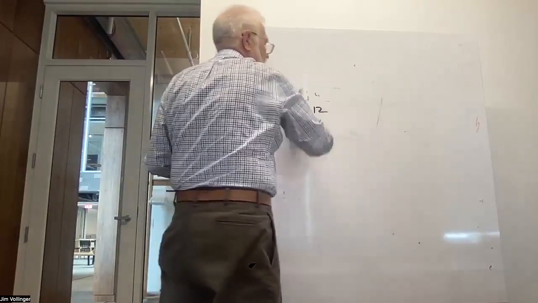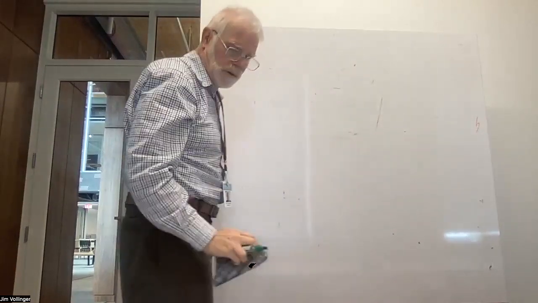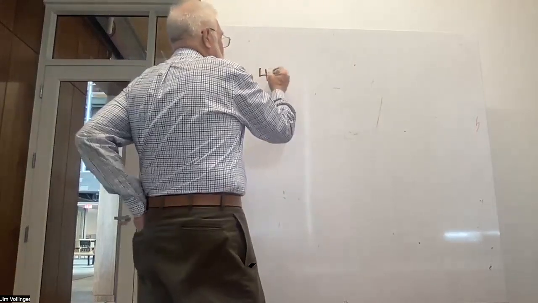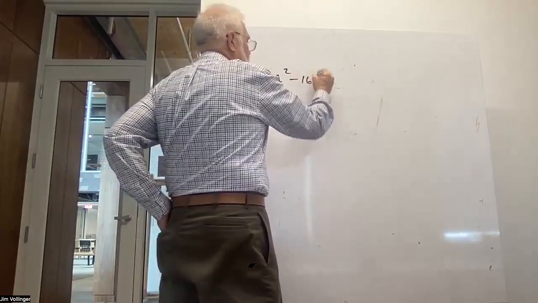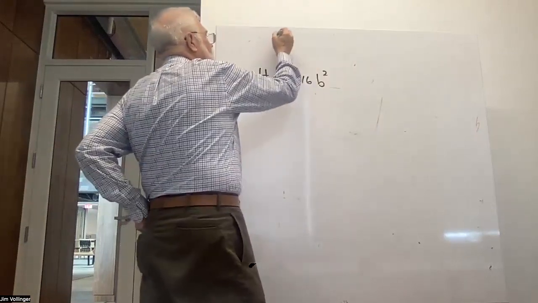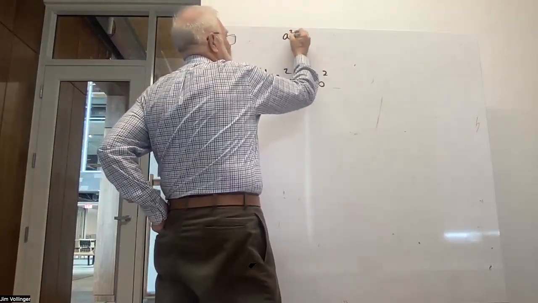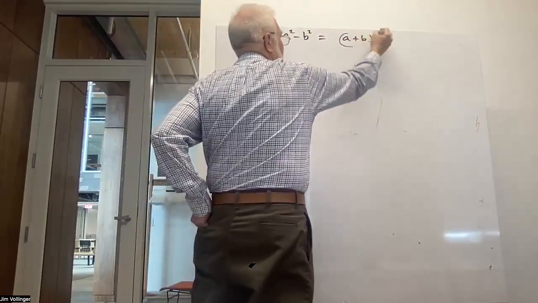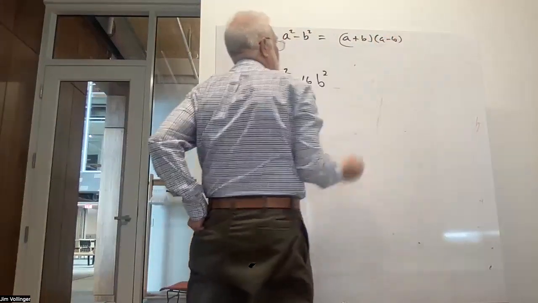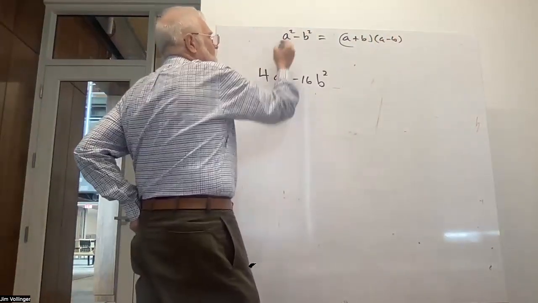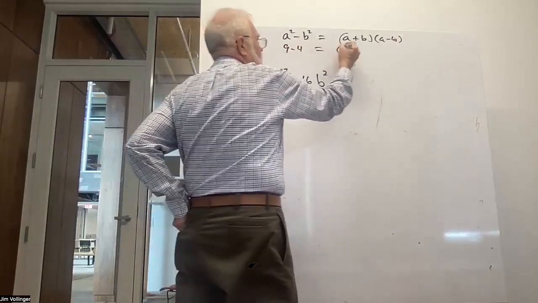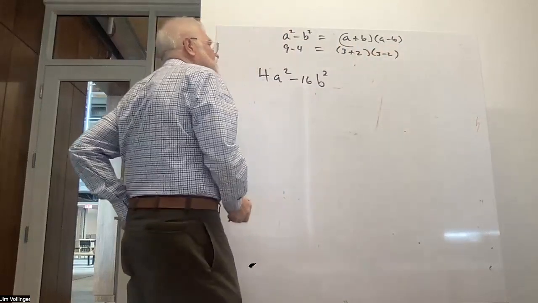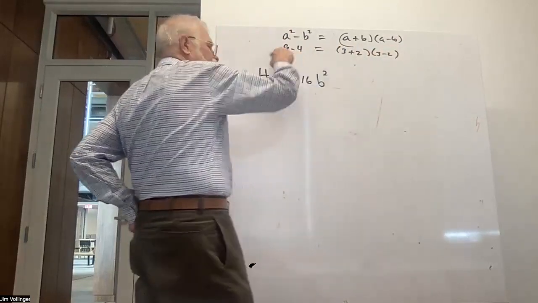So I think I'm on 3 or 4. I don't know. So I guess number 4. 4a squared minus 16b squared, we're going to write as a product. It's a difference of two squares. The difference of two squares, a squared minus b squared, in the Algebra 1 textbooks is a plus b times a minus b. All right, so you can check that with numbers. 9 minus 4 is equal to 3 plus 2 times 3 minus 2, for instance. Those are true statements. And these are square roots of the area.